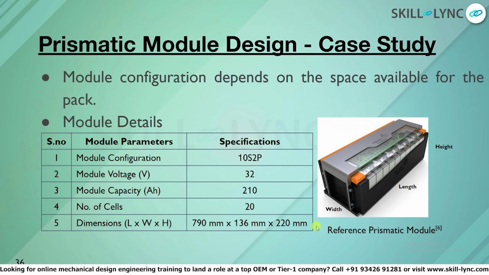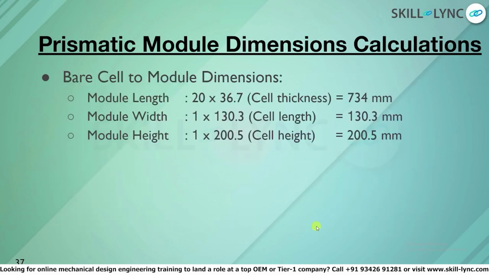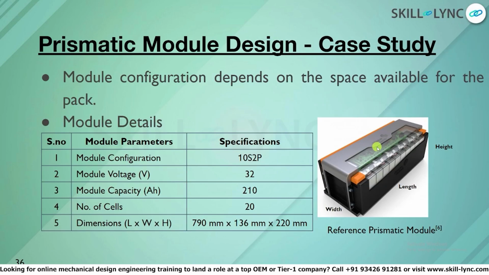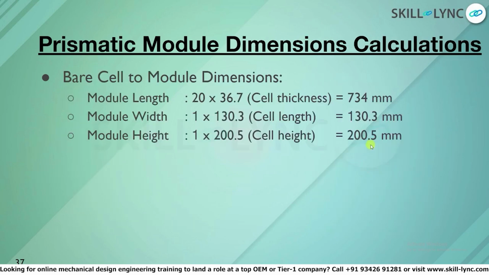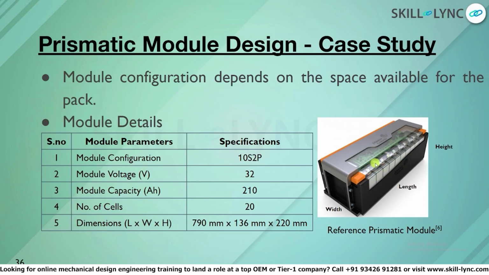It's not a mistake, it's not an error. And again, when I said height of the module is 220 mm, but the cell's height is 200.5. So where are these extra dimensions coming from? So these dimensions are coming from the extra BOM components which are involved in the prismatic module. As I said, this does not only involve cells only.